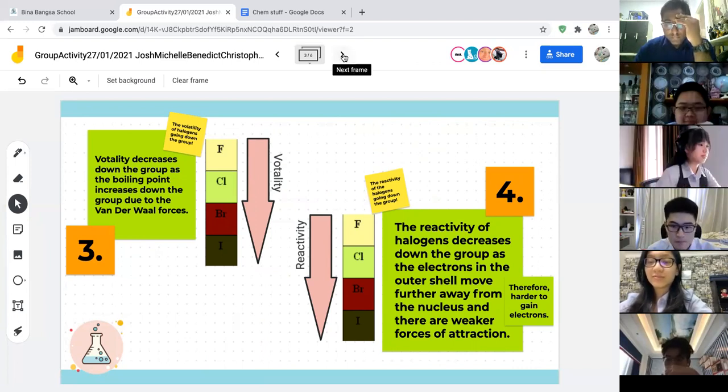The reactivity of halogens going down the group. The reactivity of halogens decreases down the group as the electrons in the outer shell move further away from the nucleus and there are weaker forces of attraction. Therefore, it is harder to gain electrons.